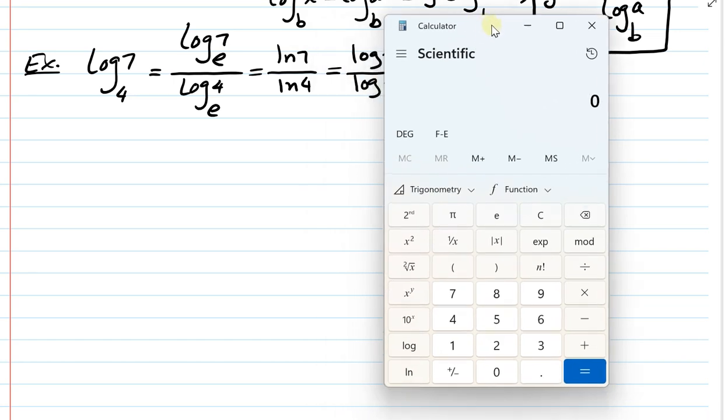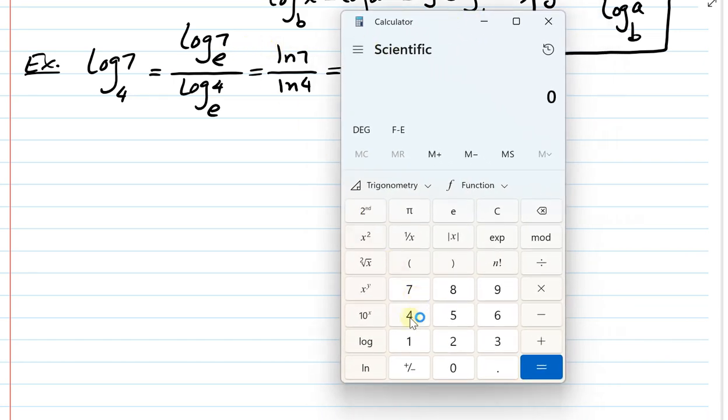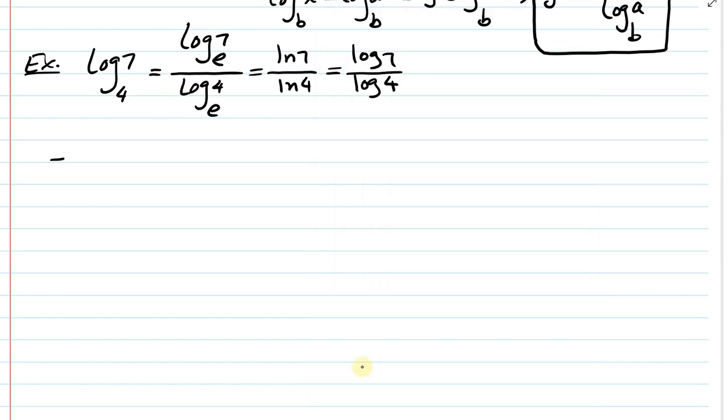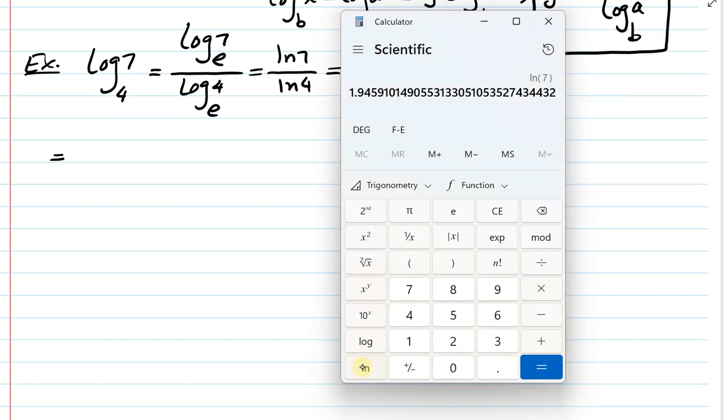So let me actually do this. First, I want to do ln of 7. So I'm just going to go 7 and then hit ln. There you go. Quite a few decimals, huh? Just going to write this number so you have it for reference. The number is 1.9459.